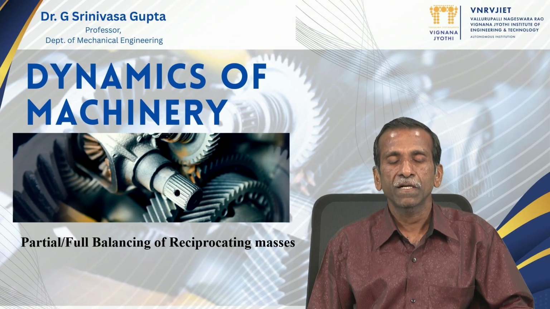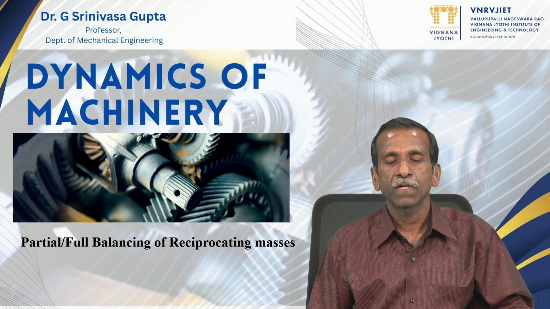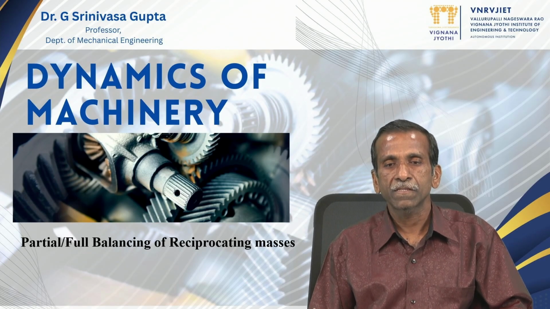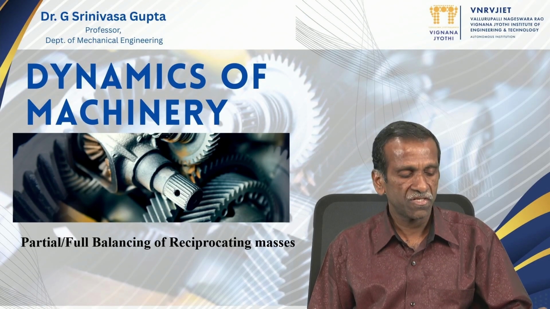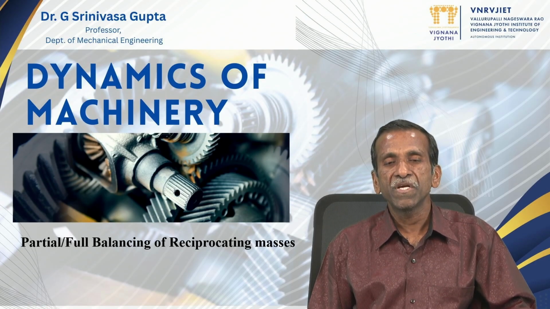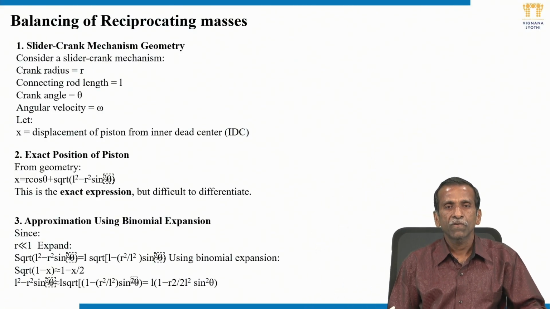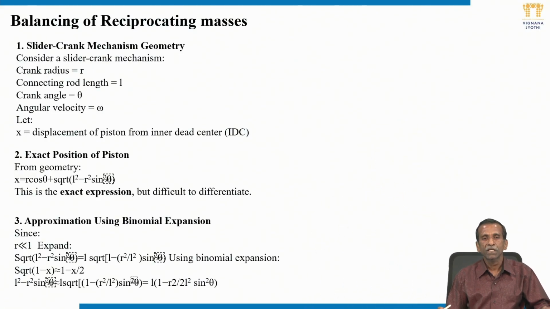As a continuity in the course Dynamics of Machinery, we are going to discuss today partial or full balancing of reciprocating masses. In the previous lecture, we have seen how these reciprocating masses arise. We have taken the simple slider crank mechanism which is used in IC engines. The displacement, velocity and acceleration of the reciprocating element, which is called the piston, were derived in the previous session. Let me just recollect those.